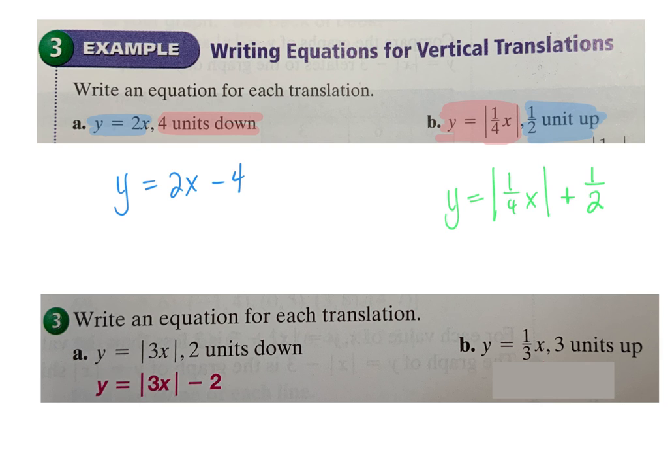Right, so I should have said y equals absolute value of 3x minus 2. For the next one, my parent function they gave me was 1/3 x. They wanted 3 units up, so I just needed to add 3. Add 3. All right? It's very simple. Let's look at the next example.